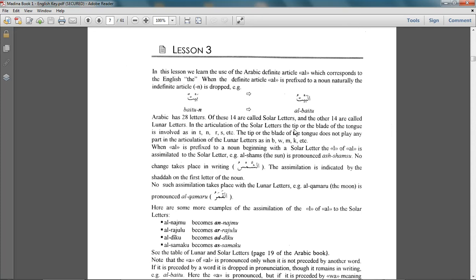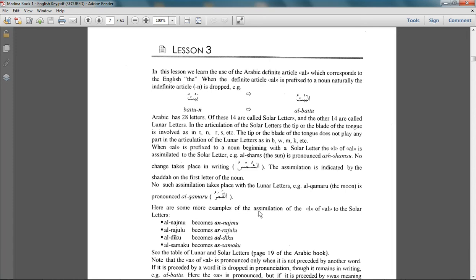In the articulation of the solar letters, the tip or the blade of the tongue is involved, as in T, N, R, S, etc. The tip or blade of the tongue does not play any role in the articulation of the lunar letters, as in B, W, M, K, etc. When al is prefixed to a noun beginning with a solar letter, the lam of al is assimilated to the solar letter. For example, al-shams is pronounced ash-shamsu. No change takes place in the writing. You see the alif lam is still written there. The assimilation is indicated by the shadda on the first letter of the noun. No such assimilation takes place with the lunar letters. For example, al-qamaru is pronounced al-qamaru.